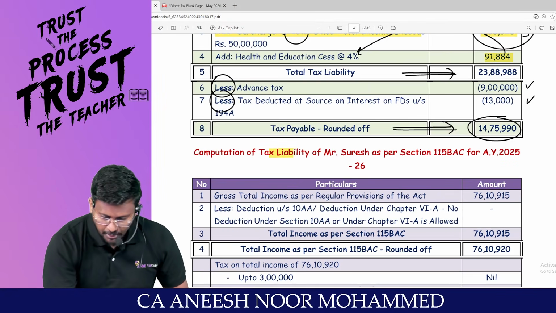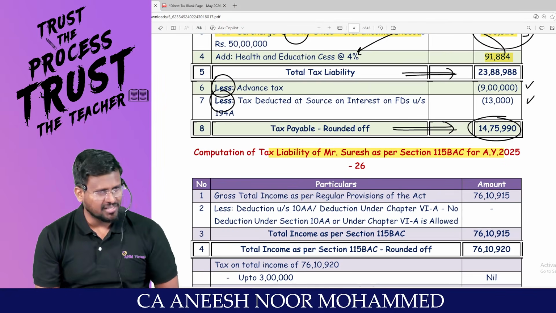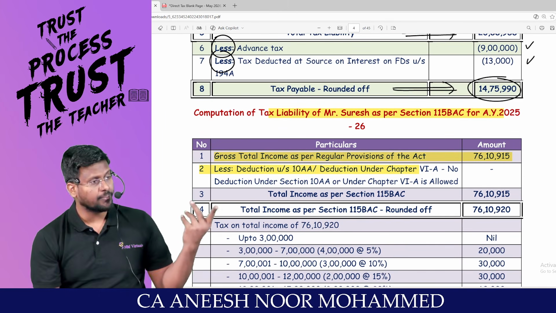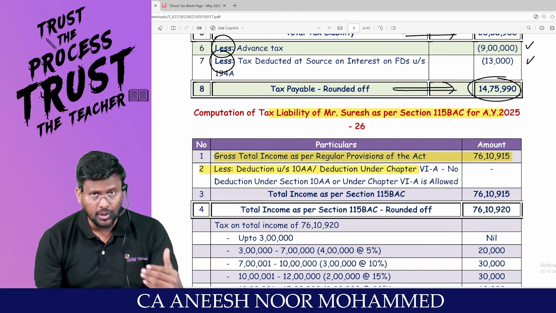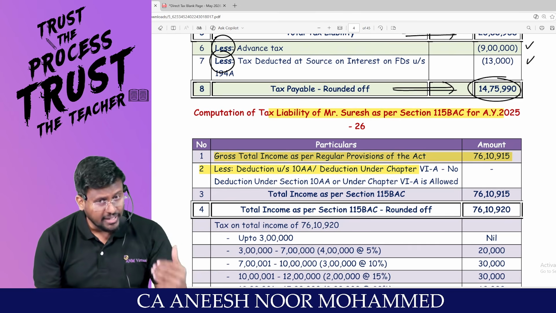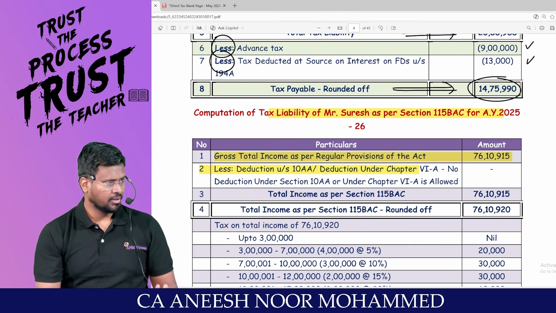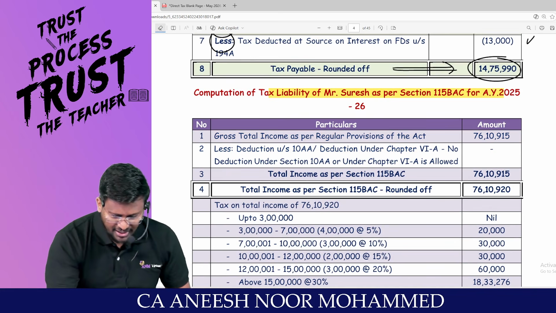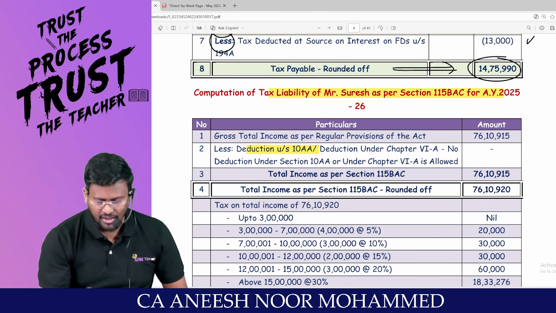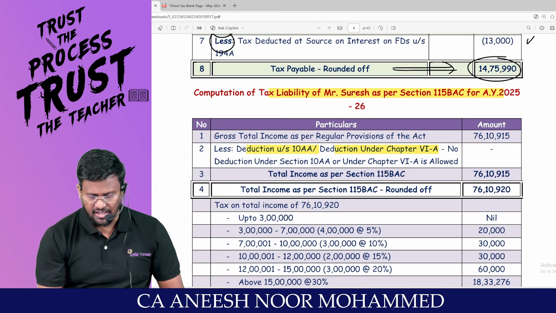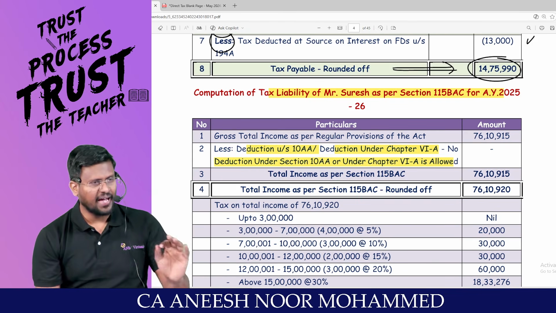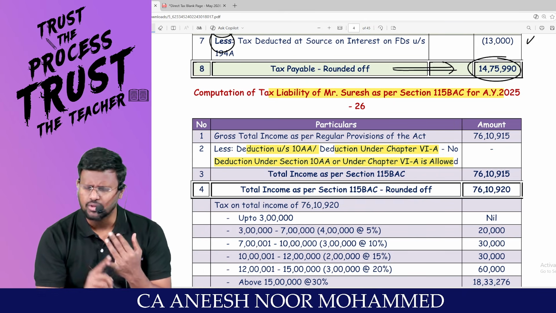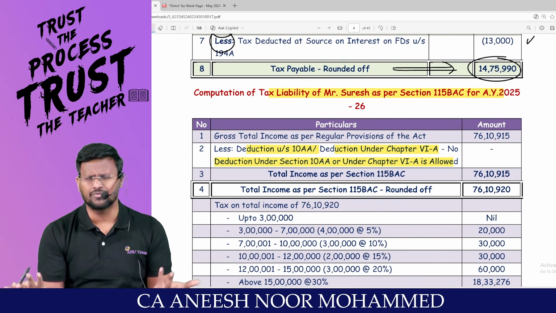The same computation, but under the default tax regime, Chapter 6A deduction is not allowed. So I will be starting with the gross total income, not the total income, because that total income will be after Chapter 6A deduction. Under the default tax regime, no Chapter 6A is allowed. Less deduction under 10AA: no deduction under 10AA and Chapter 6A is allowed. Under the default tax regime, there is no concept of 10AA, there is no concept of 35AD, there is no concept of Chapter 6A deduction.